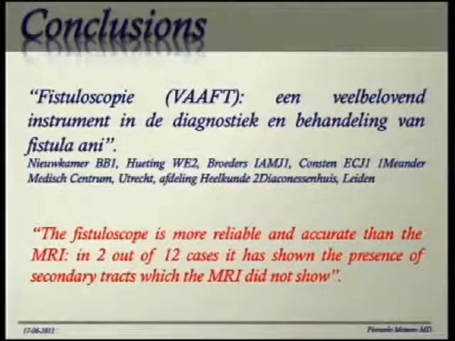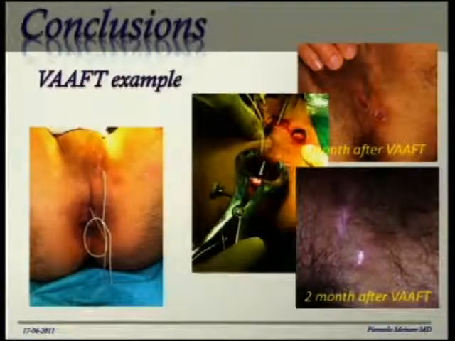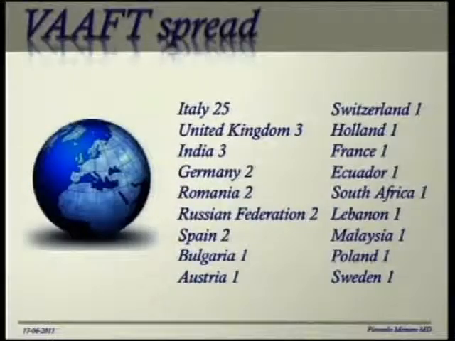A group of Dutch colleagues has recently published this work. They report that the fistuloscope as a diagnostic instrument is more reliable and accurate than magnetic resonance. In 2 of 12 cases, the fistuloscope showed the presence of a secondary tract, which the magnetic resonance did not show. This is an example of a VAFT result after 1 and 2 months.